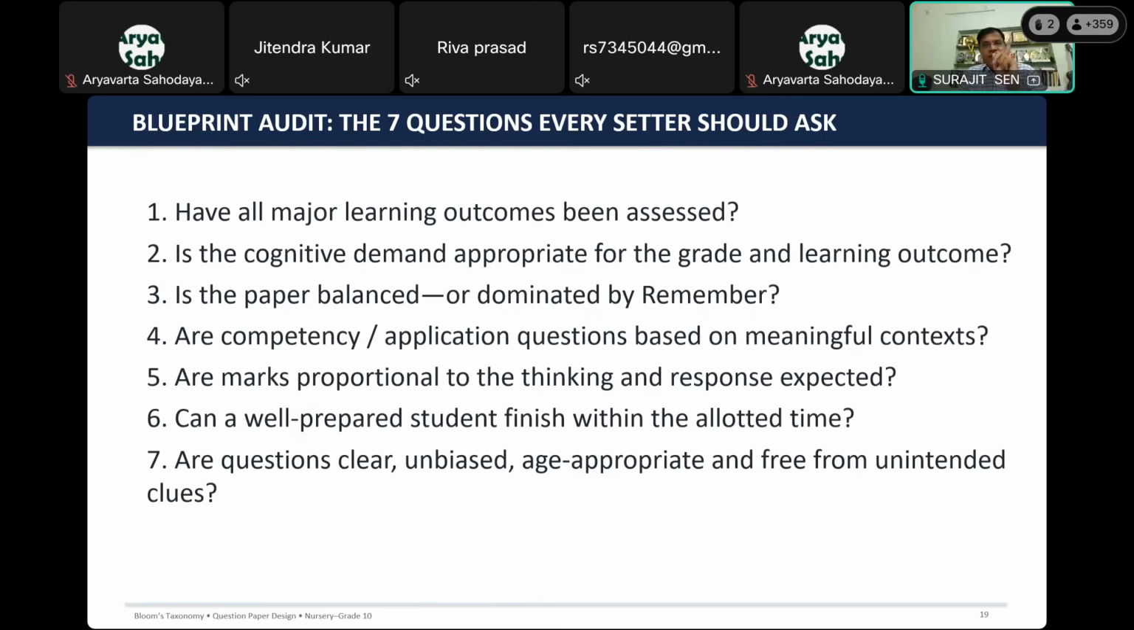Are questions clear? Unbiased, age appropriate or not. And remember, during the exam time, you cannot expect a student to guess what you are trying to ask. You have to be very, very specific, to the point, if you want to the point answers. You just cannot simply play with their time, respected teachers. I know you don't play, but this is just a reminder to you. Okay?